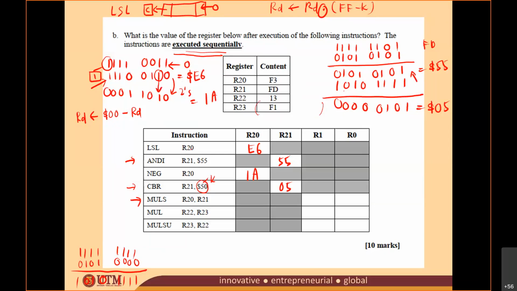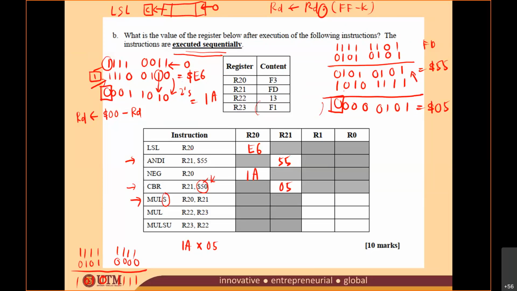What is your R20? The current value of R20 is 1A, multiplied with R21. What is your R21? 05. Okay, first, what you're going to do is you need to check the bits for R20 and R21. Is it a positive number or a negative number? Because this involves the sign, so you need to check whether this is a positive number or negative number.